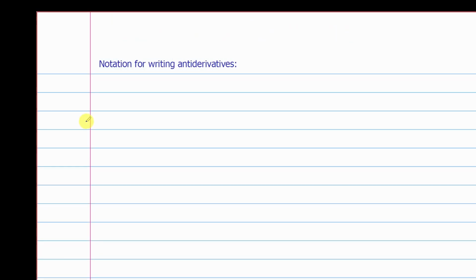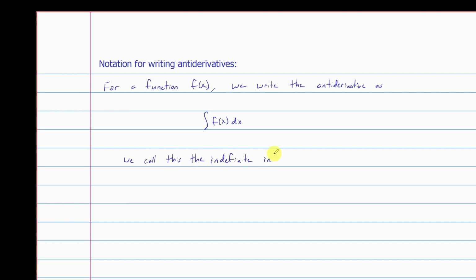In the last few examples, we used little f of x as our function and capital F as the antiderivative, but that's not really good notation. What we want to do is have something a little bit more robust, and we're going to have a special symbol for antidifferentiation. The symbol that we use doesn't seem like it makes a lot of sense at the moment, but it will in chapter 5. So we're going to introduce the notation now and use it, and I'll explain later why we use the notation that we do. For a function little f of x, we write the antiderivative as integral symbol f of x and then dx on there. We call this the indefinite integral of f.